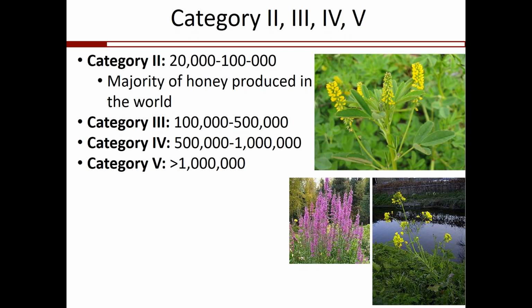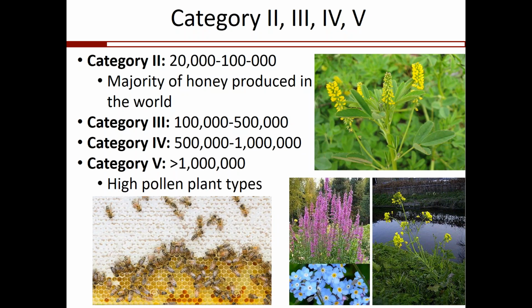Categories 4 and 5 are going to be from plants that have very little pollen relative to the amount of nectar that they produce. And category 5 pollen types specifically, are ones that have over 1 million pollen grains per 10 grams of honey. Those are going to be from plants with a tremendous amount of pollen relative to the nectar that they produce.